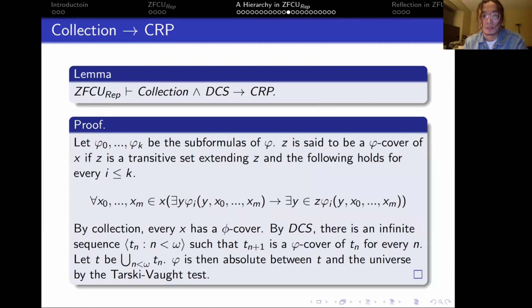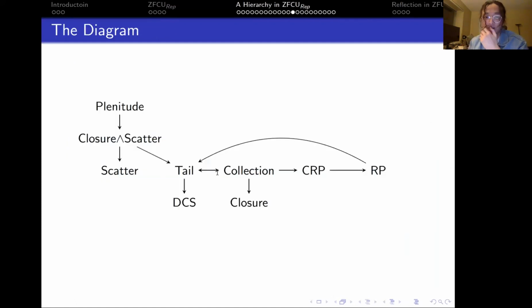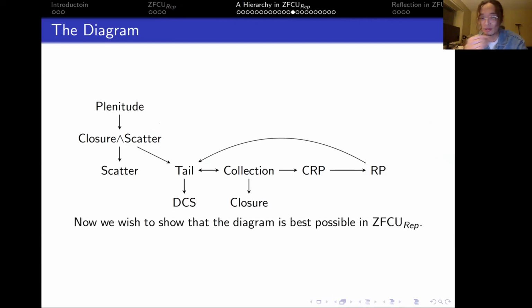Okay, so collection implies tail implies DCS, but the collection and DCS together implies CRP. So collection gives you CRP, so everything works. Now we want to show the diagram is also best possible.